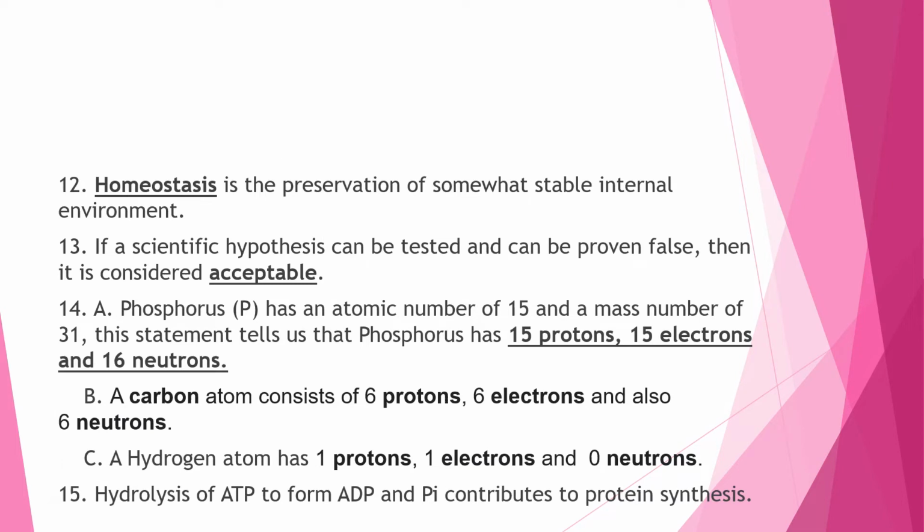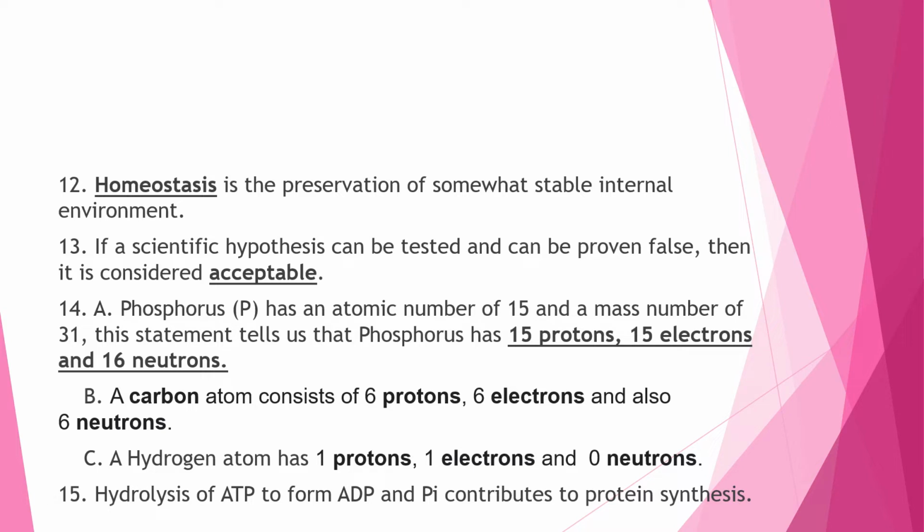Homeostasis is the preservation of a somewhat stable internal environment. Again, the preservation of a somewhat stable internal environment is known as homeostasis. Okay, then number 13, if a scientific hypothesis can be tested and can be proven false, then it is considered acceptable. Okay, again, a scientific hypothesis is considered acceptable if it can be tested and can be proven false.